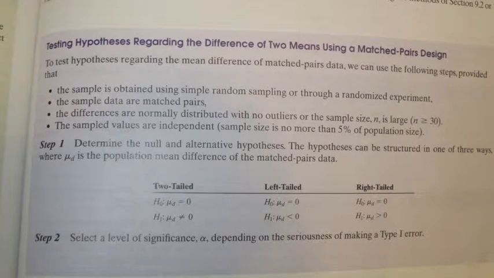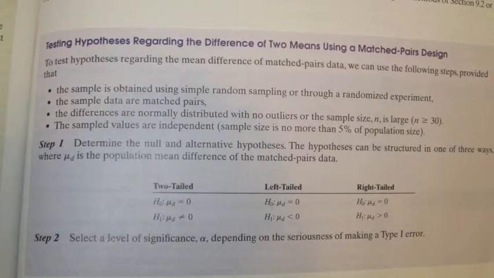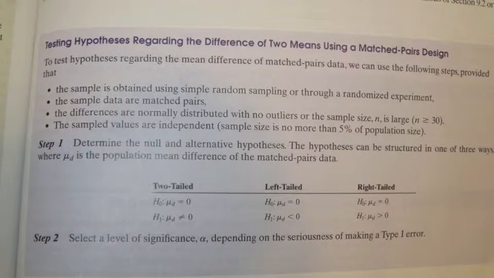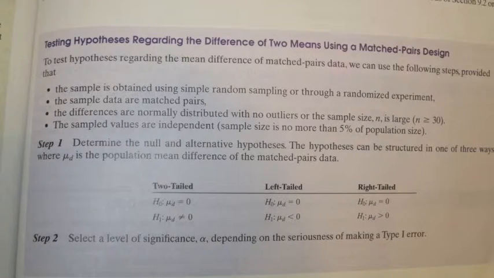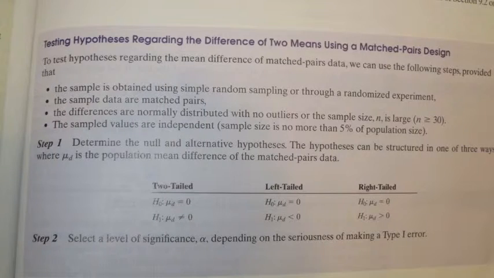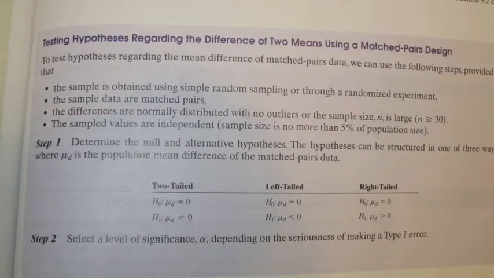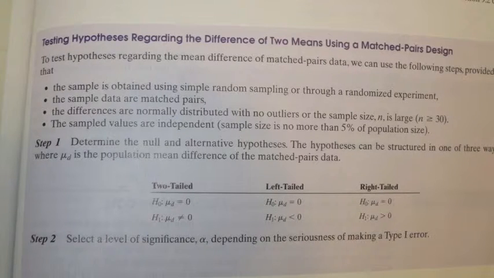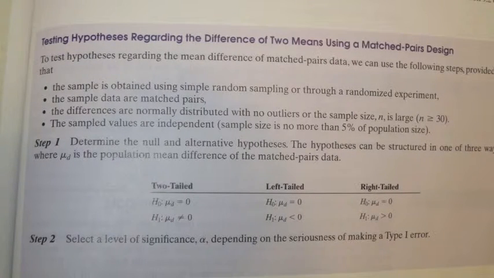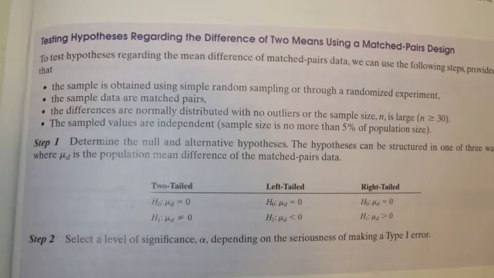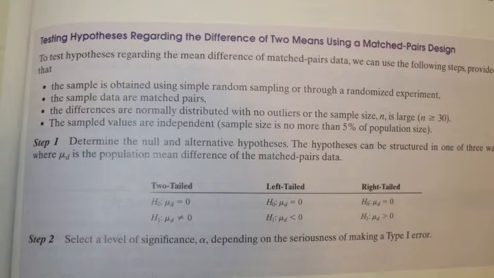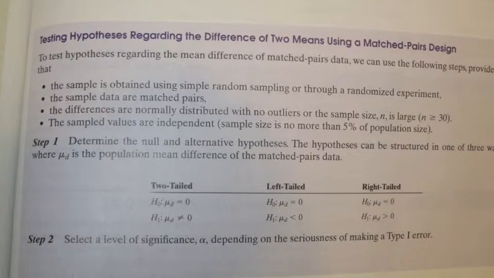We must make sure the sample is obtained using simple random sampling or through a randomized experiment. The sample data are matched pairs and the differences are normally distributed with no outliers, or the sample size is larger than or equal to 30. The sampled values are independent and the sample size is no more than 5% of the population.